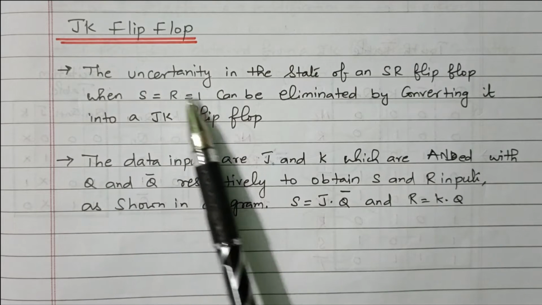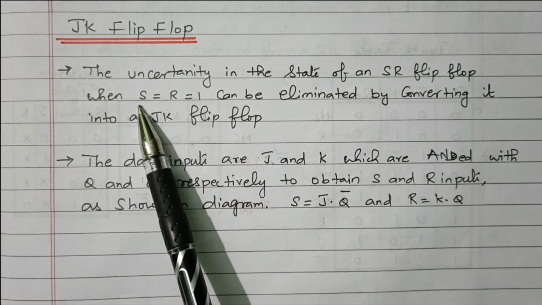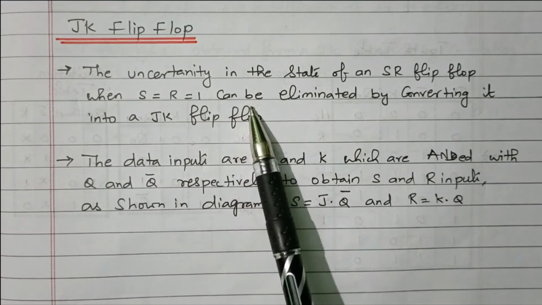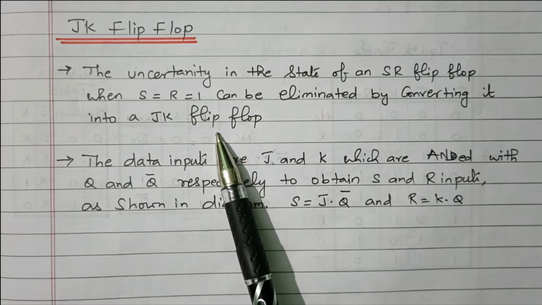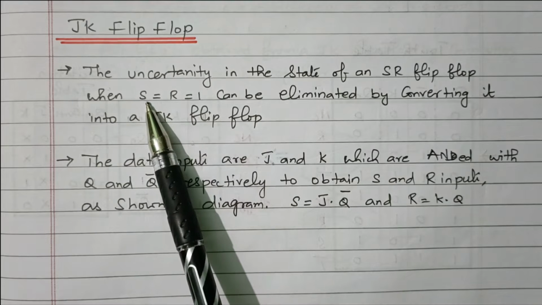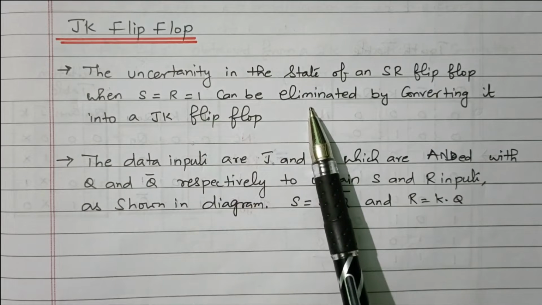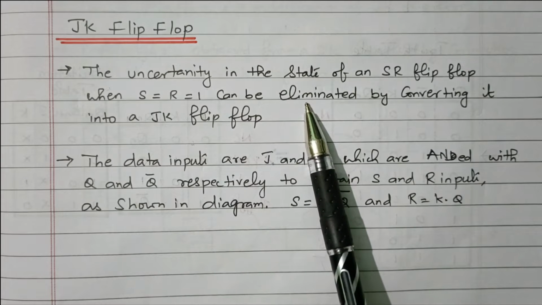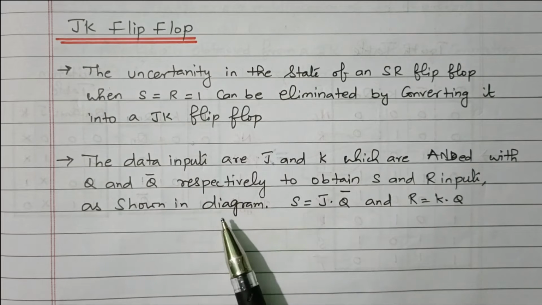The uncertainty in the state of an SR flip-flop when S equal to R equal to 1 can be eliminated by converting it into a JK flip-flop. In the SR flip-flop, when both the S value and R value are 1, that is not defined. It is uncertain. The output is not defined. So that can be eliminated in the JK flip-flop.